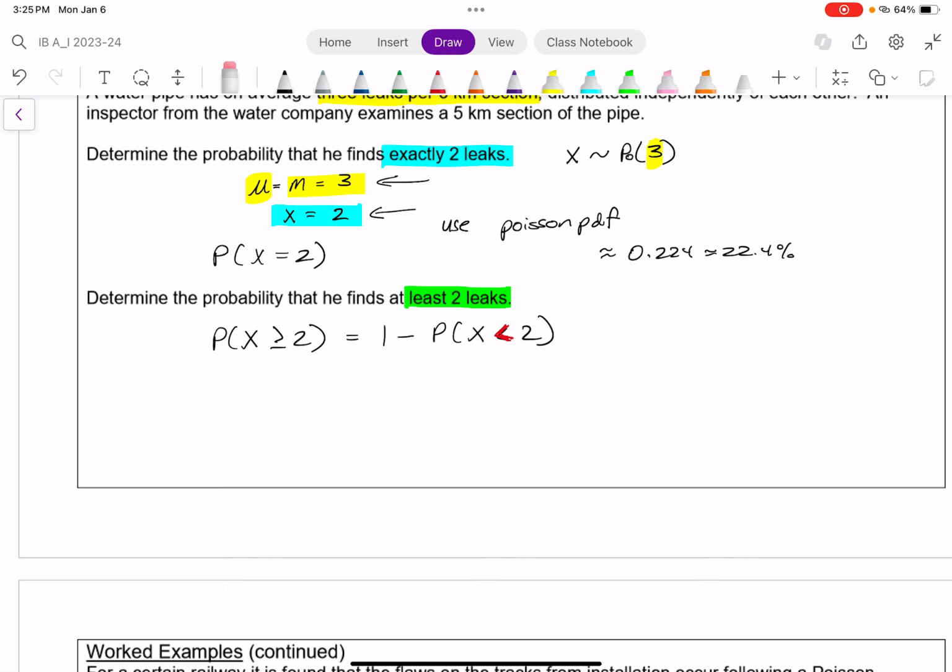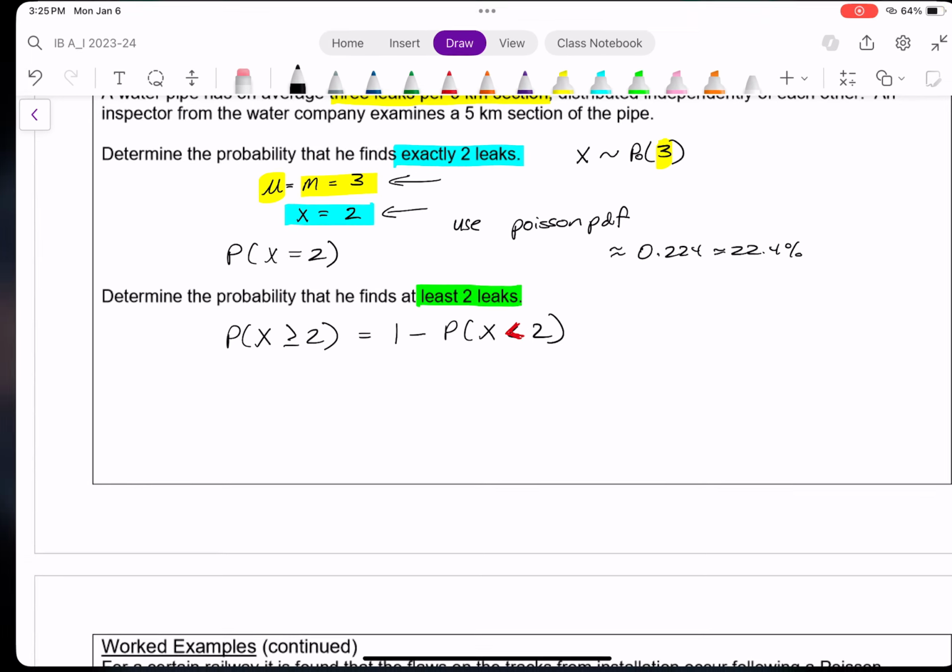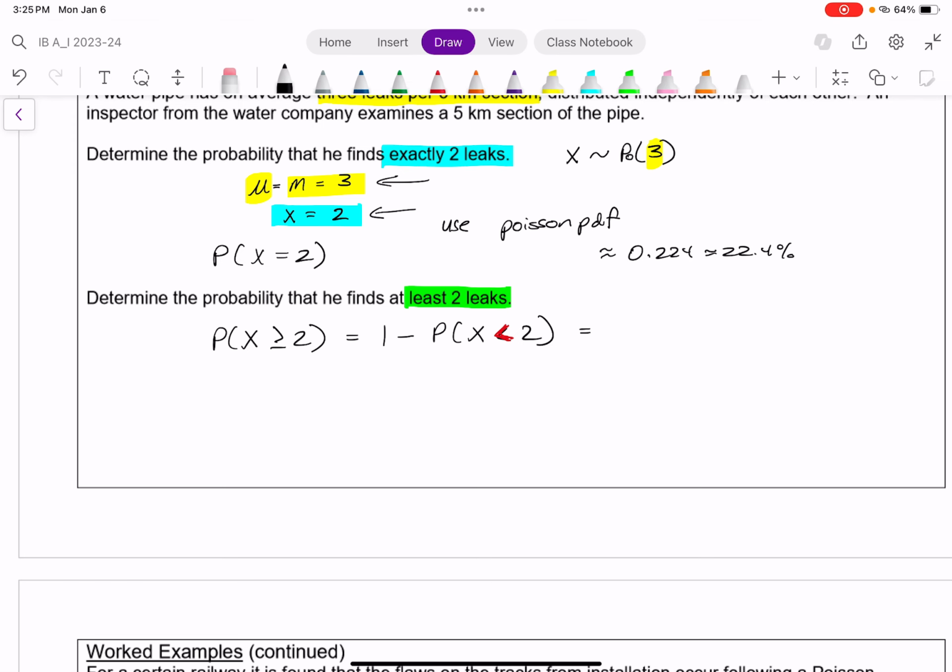And keep in mind, 2 is the number of leaks. We have to have a whole number of leaks. We can't have 1.7 leaks. They occur singly. So we have 1 leak, we have 2 leaks, we have 3 leaks, and so on. So 1 minus the probability of x being less than 2 is the same as 1 minus the probability of x being less than or equal to 1.